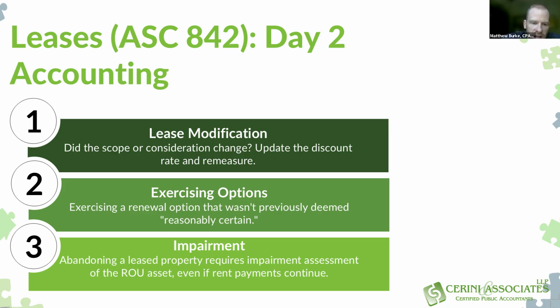And impairment. Abandoning a leased property requires impairment assessment of the asset, even if rent payments continue. So you might have a liability in the books, but you might wipe out the whole asset if you've just given up on the space. So you give up on a space and you're just paying out the lease as you've moved on. You'd still want to impair those assets and take them off the books because they have no future value to you. So, leases day one is complicated enough. Day two, just be aware of what's going on with those lease contracts and make sure that you're properly accounting for whatever happens there in terms of changes.